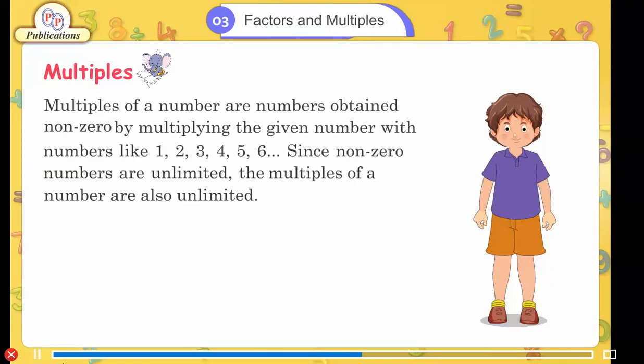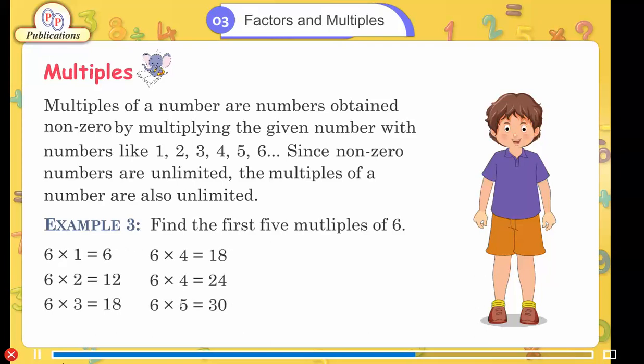Multiples. Multiples of a number are numbers obtained by multiplying the given number with non-zero numbers like 1, 2, 3, 4, 5, 6 and so on. Since non-zero numbers are unlimited, the multiples of a number are also unlimited. Example 3. Find the first 5 multiples of 6.